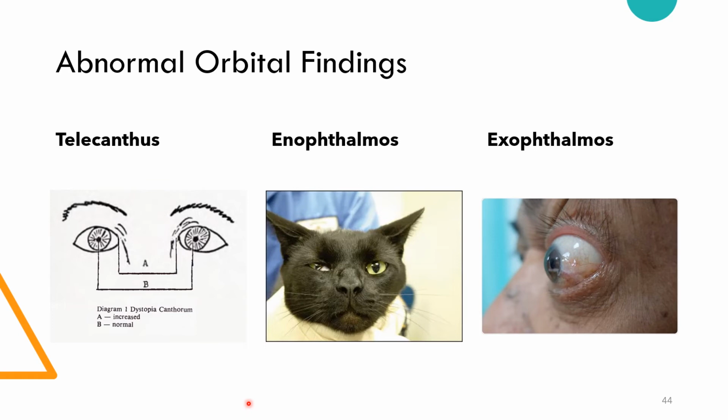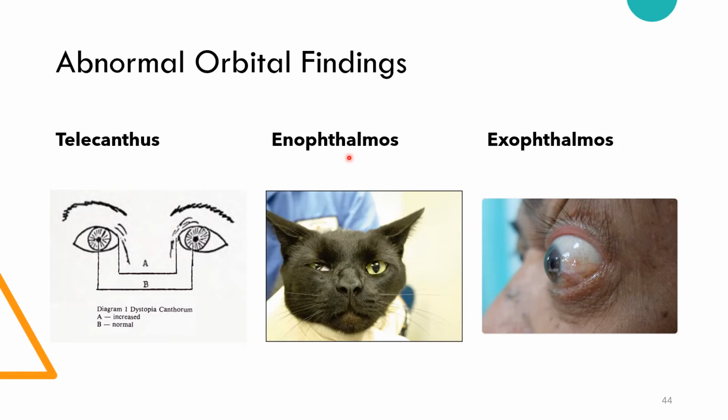Again, we have some abnormal orbital findings to go over here. First on the left is telecanthus, and this is a very large nose bridge in between the patient's canthi. This can be corrected with surgery.